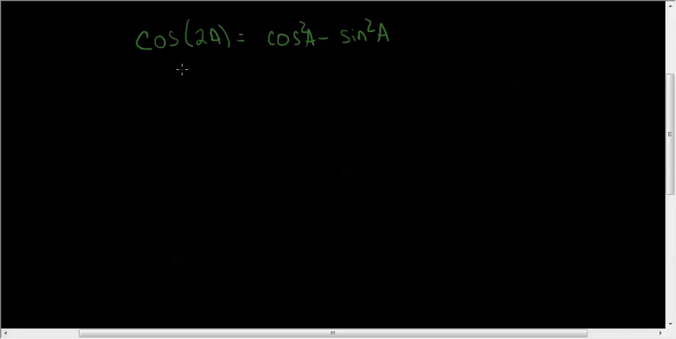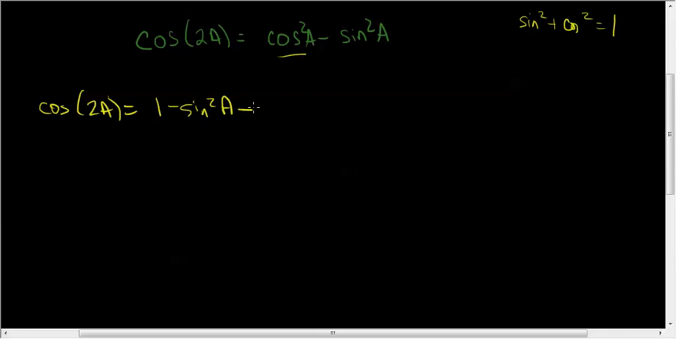They both come from the idea that the cosine of 2a is cosine squared minus sine squared. Well, if we take the idea that sine squared plus cosine squared equals 1, then instead of cosine squared, I'm going to put 1 minus sine squared. So the cosine of 2a is equal to 1 minus sine squared a minus sine squared a, or it's equal to 1 minus 2 sine squared a.